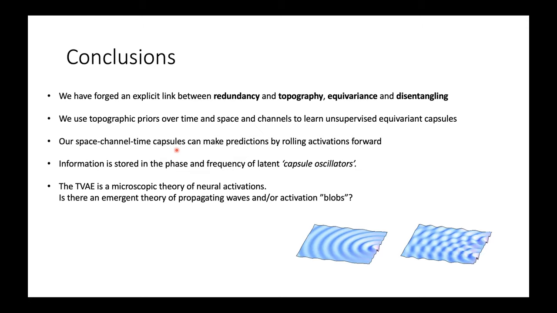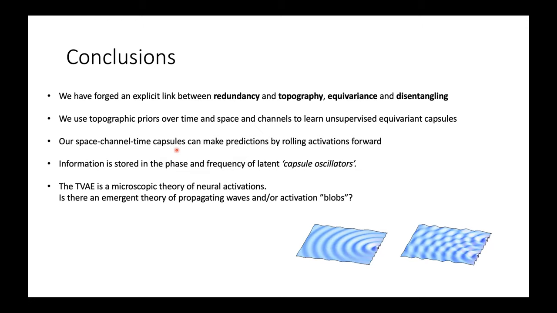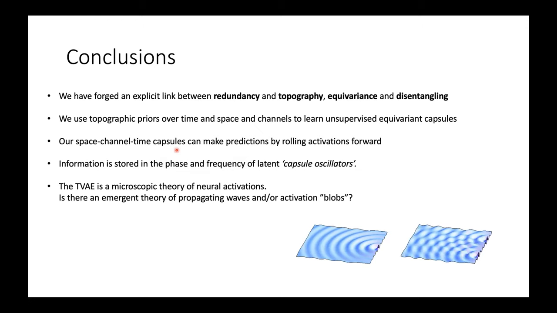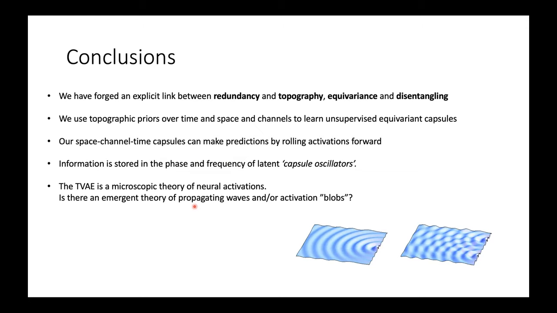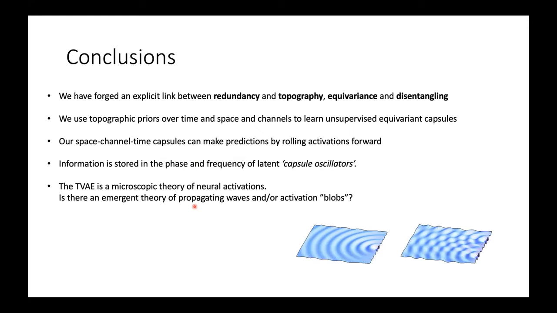In the work that I presented, it's mostly in the phase of the capsules, but you can also have a different frequency for each transformation or combination of transformations. We haven't really worked on that yet, but you can certainly also encode information in the frequency. So basically, we have these oscillators. At every point we have this capsule dimension and it's rotating. So it's kind of an oscillator there. And these oscillators are connected.